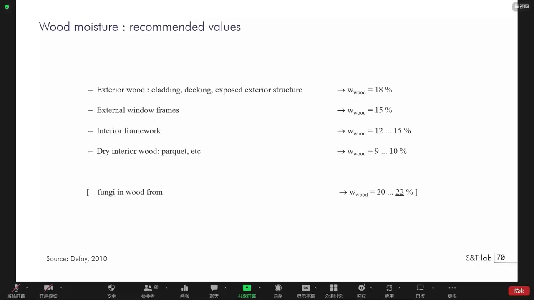So depending on the use, if you are using cladding or decking, or if you are using window frames or frameworks, or using parquet on the ground for instance, you will normally have to choose a different level of moisture in timber. What's very important to see is that fungi in wood come around 20%. And so if you have a timber that has been dried to a lower level than this, fungi and afterwards wood-boring beetles won't attack timber. So the best way to protect timber against biological risk would be to dry it, with the question of naturally or not naturally. If you want to dry timber naturally, you won't be able to go below 18%. So that's a question you have to balance in the design.